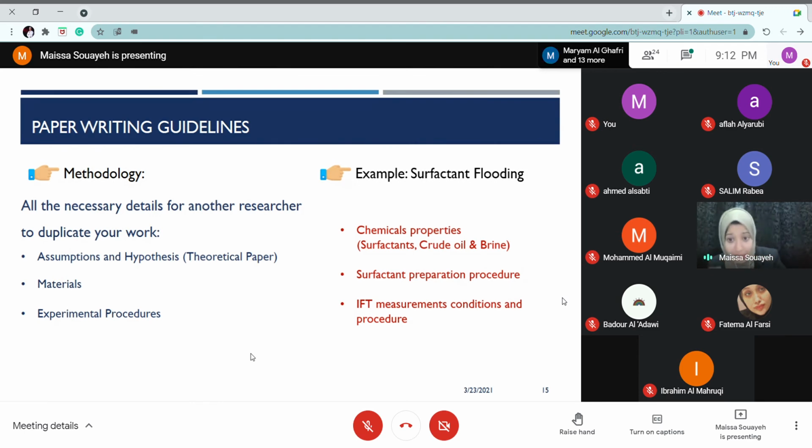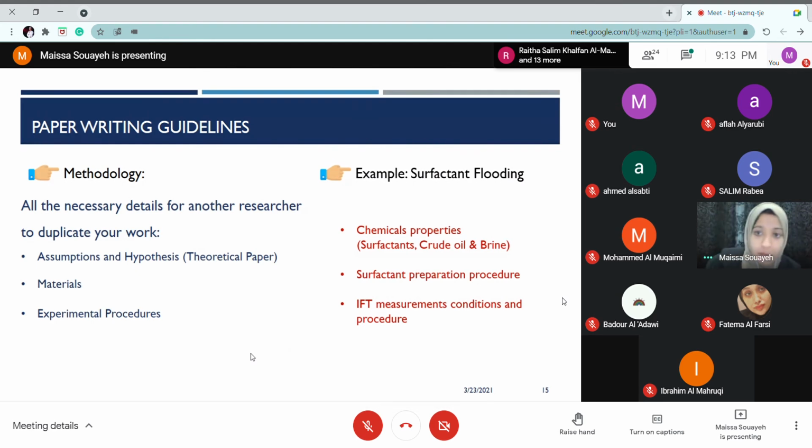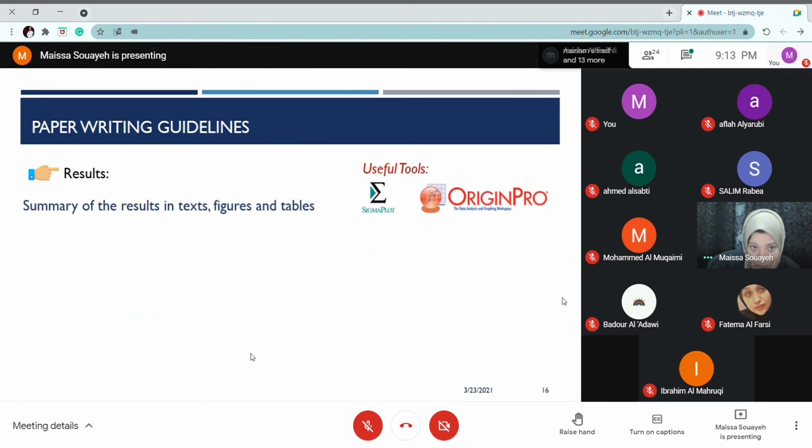followed. So anyone can go get the same surfactant you use, prepare it with the same procedure you did, and do the IFT measurement exactly the same as you do, and then he can compare his result with your results. This is simply the methodology part. Methodology usually is the easiest part of the paper, because these are things that you already did yourself, so writing it is very easy. You can list the chemicals easily, write the procedure easily, no problem in that.